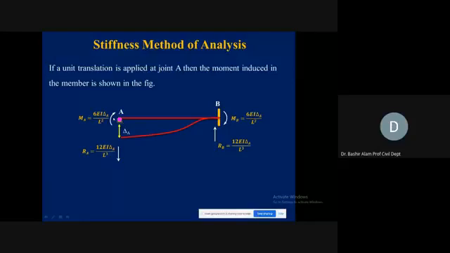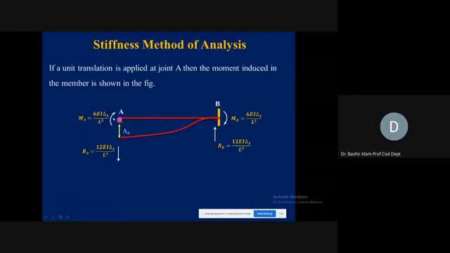Okay, sorry about the interruption. So if a unit translation is applied, what happens at the near end is that the end will try to come back to its position, and it will give you the direction of the moment produced, which will be equal to 6 EI delta A, where delta A is the settlement given or produced there, divided by L square.